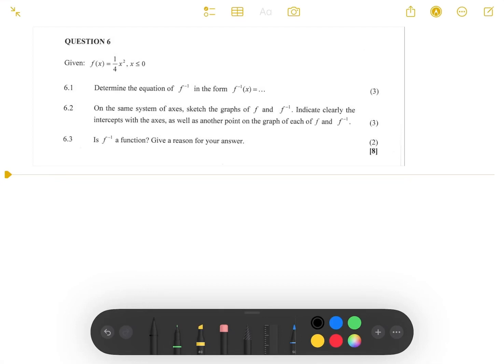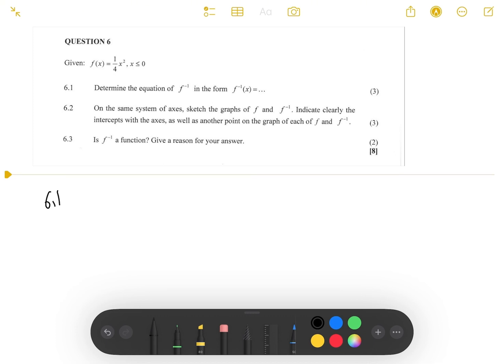We are continuing with functions, specifically doing a question on inverse functions. So question 6 here, we're given f of x equals 1 over 4x squared, where the domain of the graph is such that it's on the negative x-axis. Then they say determine the equation of the inverse graph.